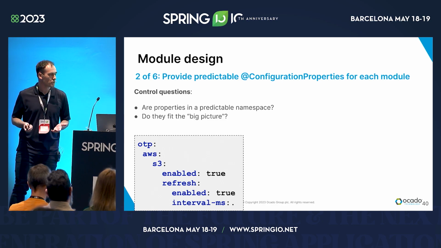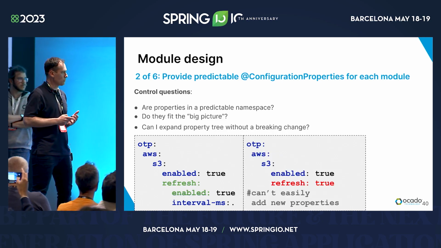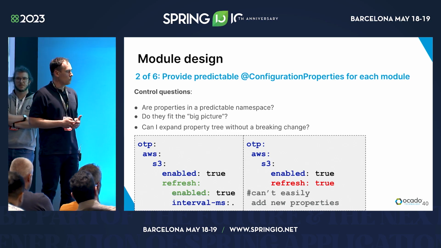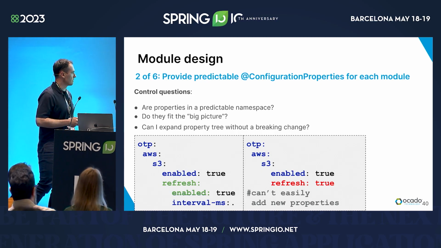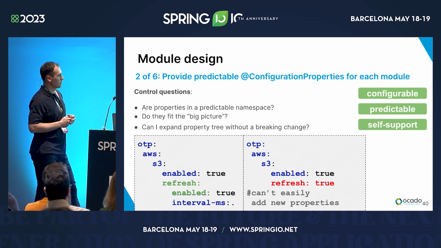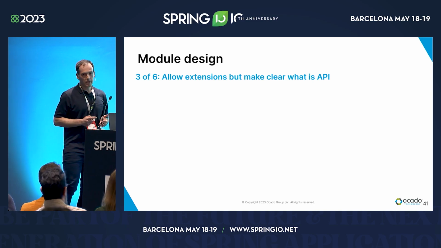Maybe it's obvious for some of you, but it's still something that people sometimes get wrong. So we also talk to other library authors, discussing with them how libraries can be made more maintainable, and blog about how to do that better. Configurability, predictability. A third rule: allowing extension by making the API clear.